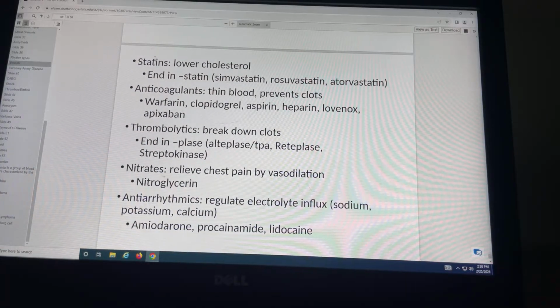We talked about statins. These are the cholesterol lowering medications, right? They end in statin, so that's easy. Simvastatin, rosuvastatin, atorvastatin, for example. There's more, but you can recognize them because they end in statin, okay?